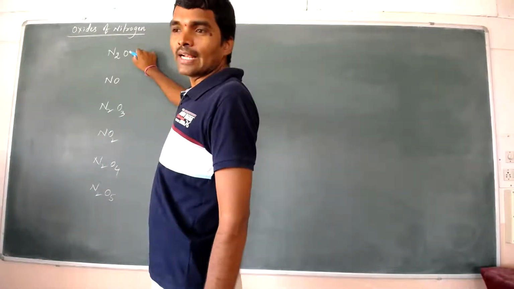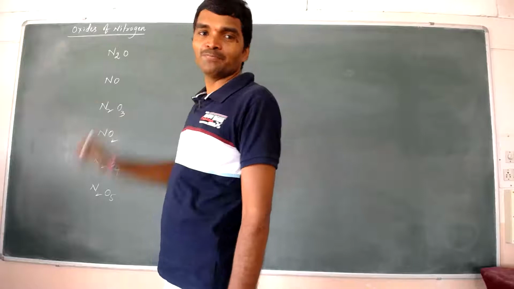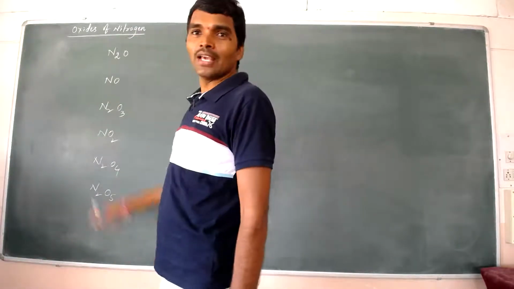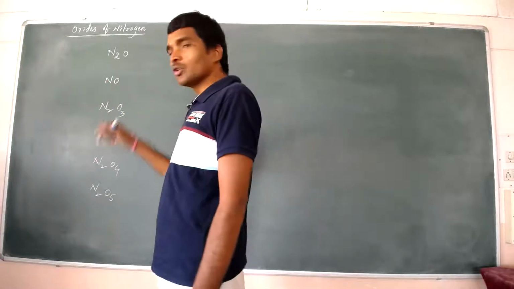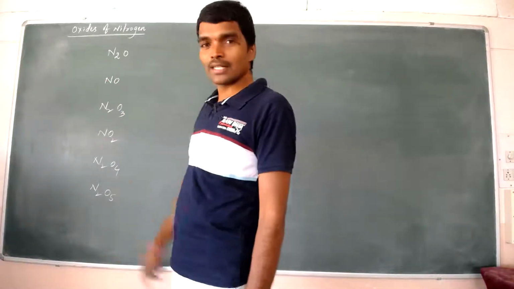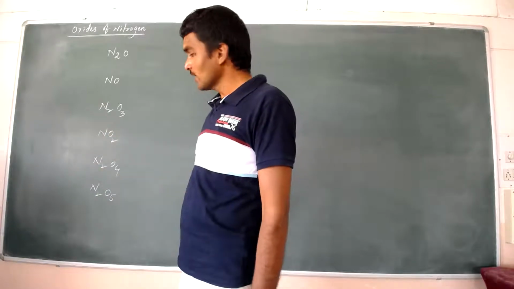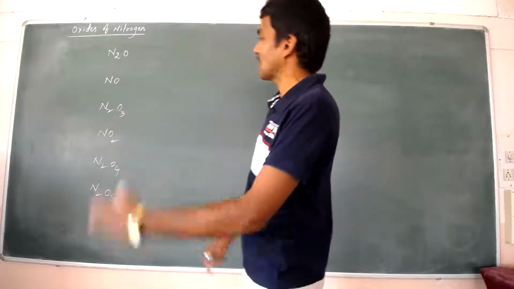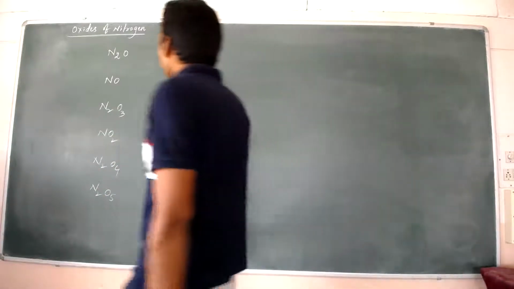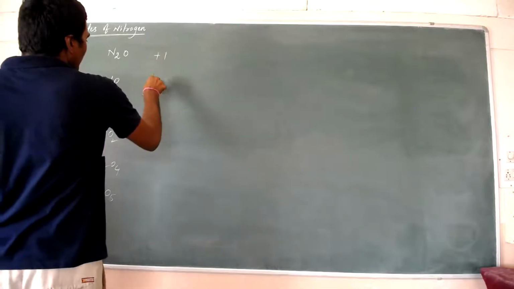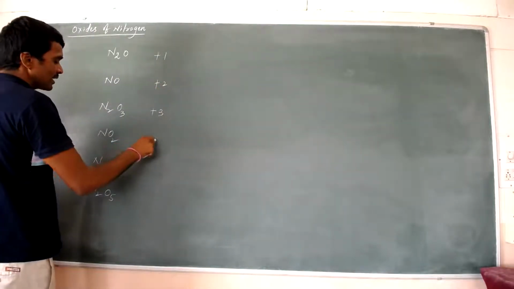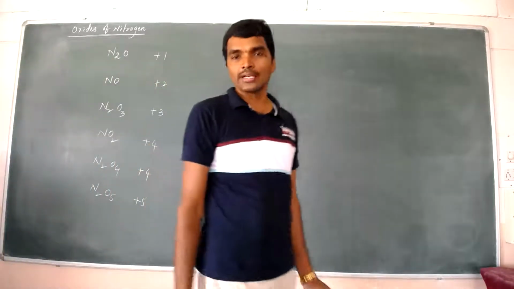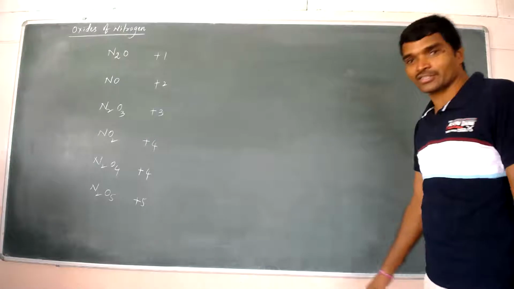N2O is nitrous oxide. What is that? Laughing gas. NO is nitrogen monoxide. N2O3 is dinitrogen trioxide. Then nitrogen dioxide, dinitrogen tetroxide, dinitrogen pentoxide. These are the oxides of nitrogen. Their oxidation states: here +1, here +2, here +3, here +4, here also +4, here +5. So these are the oxidation states.